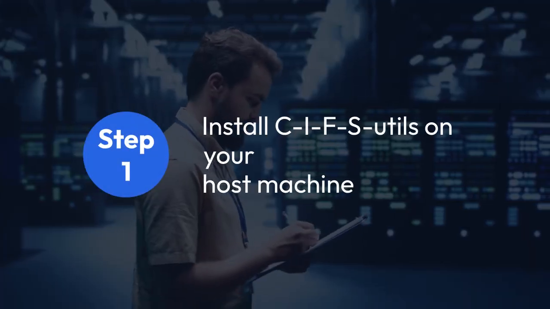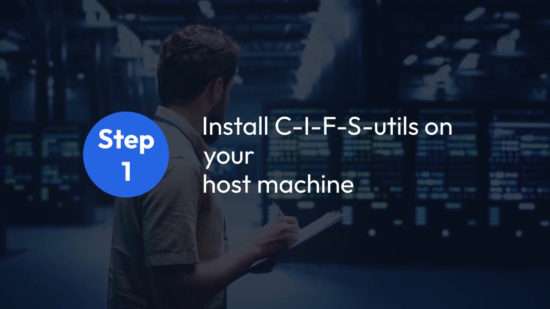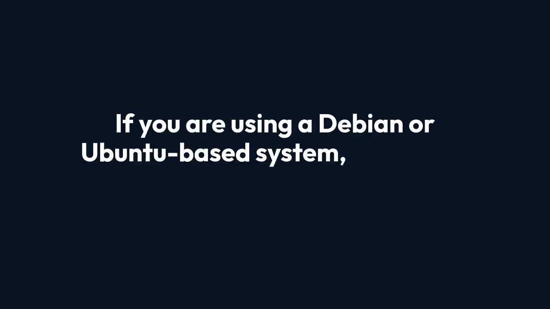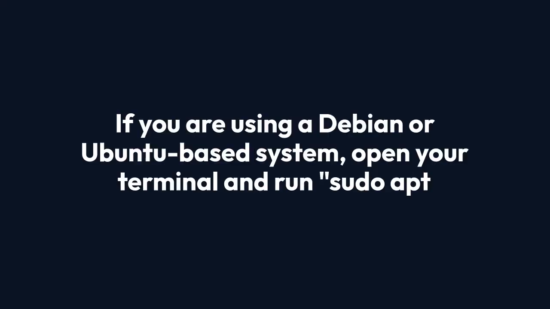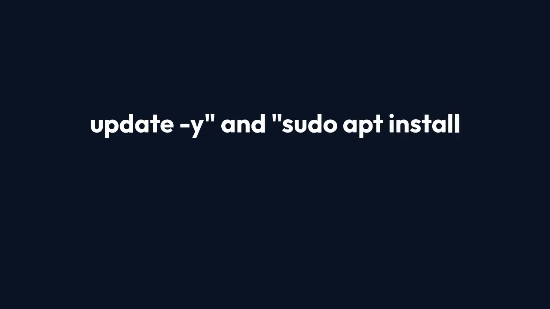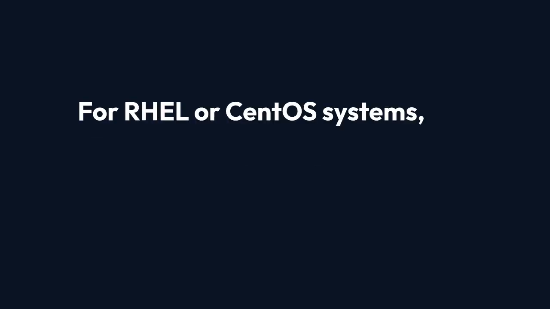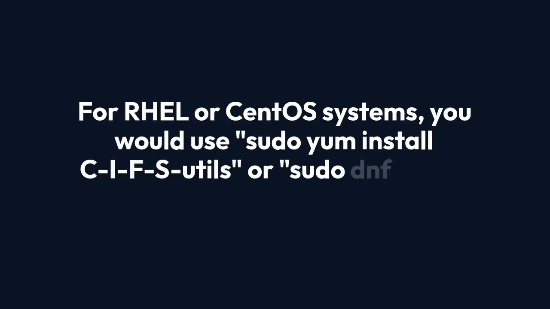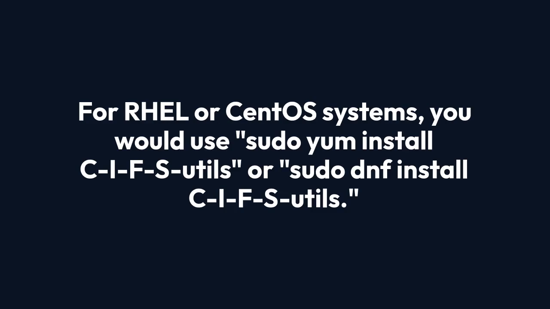Step 1. Install cifs-utils on your host machine. If you are using a Debian or Ubuntu-based system, open your terminal and run sudo apt update and sudo apt install cifs-utils. For RHEL or CentOS systems, you would use sudo yum install cifs-utils or sudo dnf install cifs-utils.